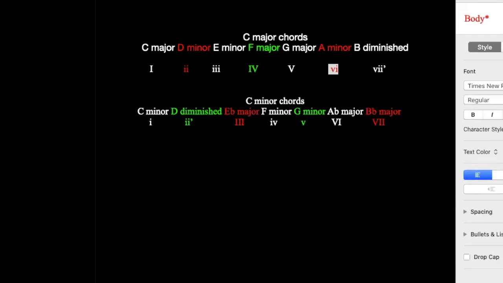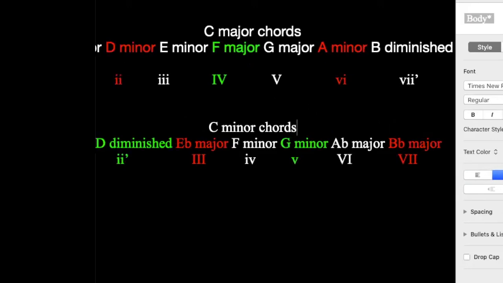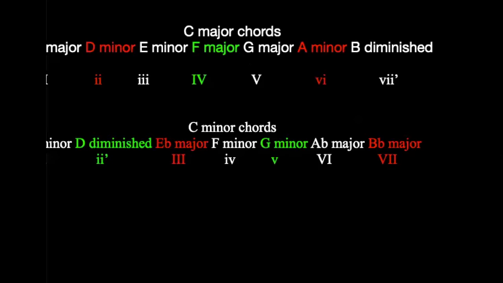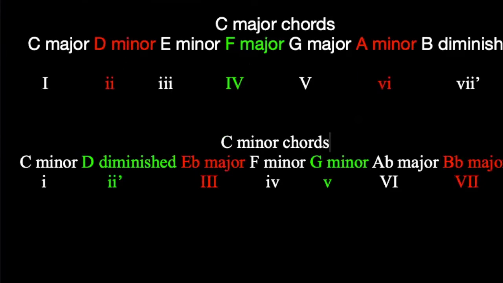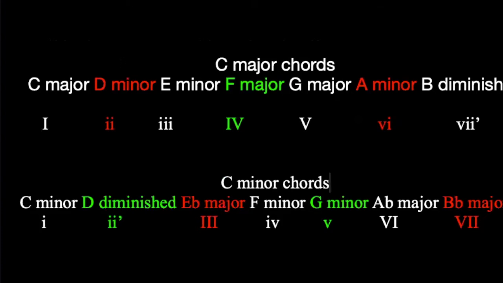So we're gonna talk about this stuff here. And in the key of C major, we have these chords. We have C major, D minor, E minor, F major, G major, A minor, and B diminished.